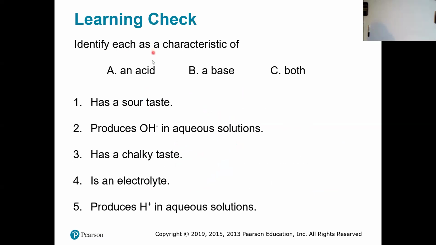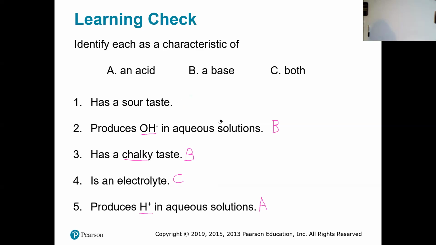Let's look at the characteristics of acids or bases. If it has a sour taste, that is going to be a property of an acid. If it produces OH minus ions in aqueous solution, that is absolutely going to be a property of a base. If it has a chalky taste, that is also going to be the property of a base. If it's an electrolyte, that can be a property of either one of those. And if it produces H plus ions in aqueous solution, that's absolutely a property of an acid.